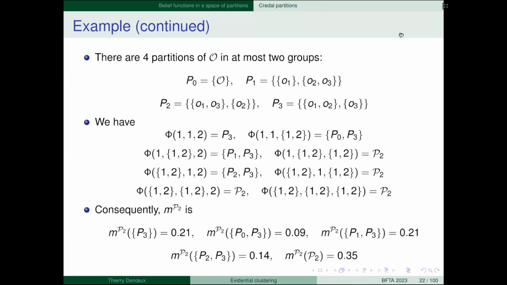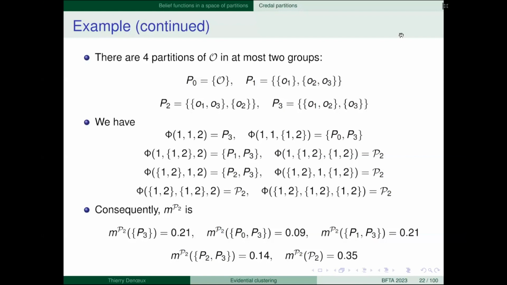You can take here another example. For instance, this relation. So here object 2 is assigned to cluster 2. Object 1 and 3, they can be either in cluster 1 or cluster 2.